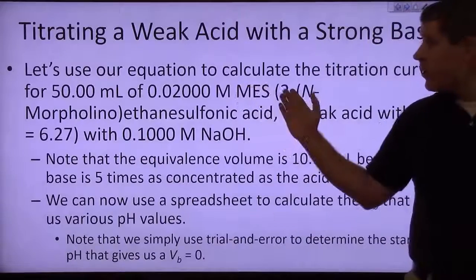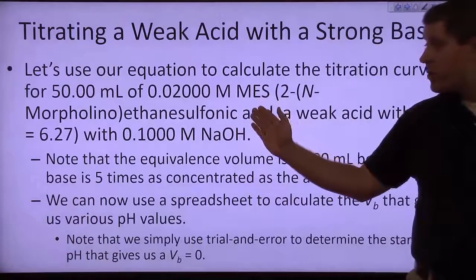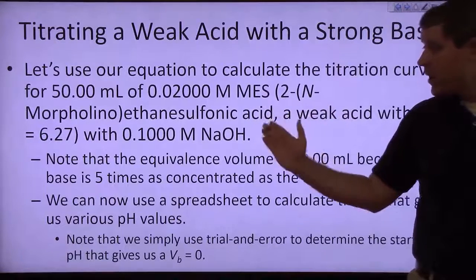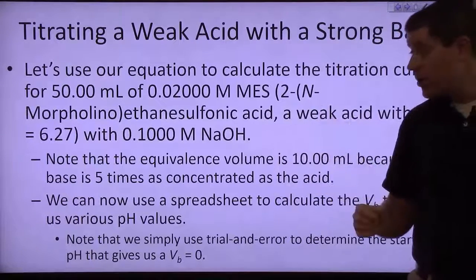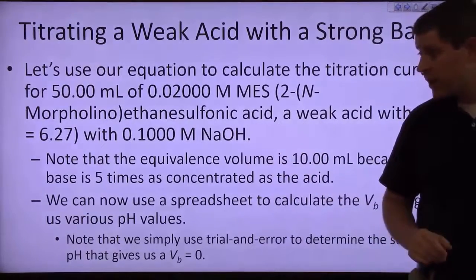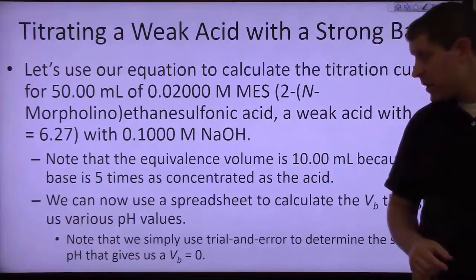So let's use our equation to calculate the titration curve for 50 milliliters of 0.02 molar MES, which remember was our 2-N-morpholino ethane sulfonic acid, which was a weak acid with a pKa of 6.27. And we're going to titrate that with 0.1 molar sodium hydroxide. Now note that the equivalence volume is 10 milliliters because the base is 5 times as concentrated as the acid.